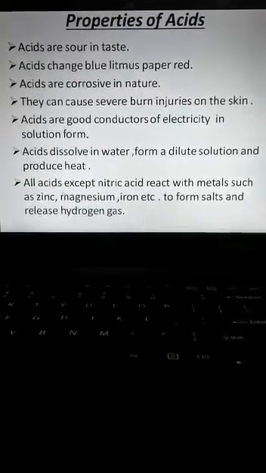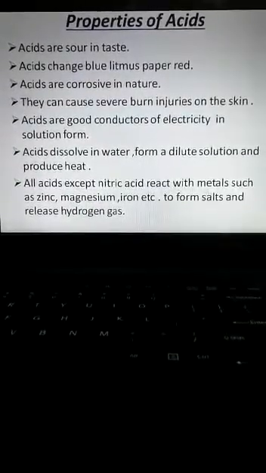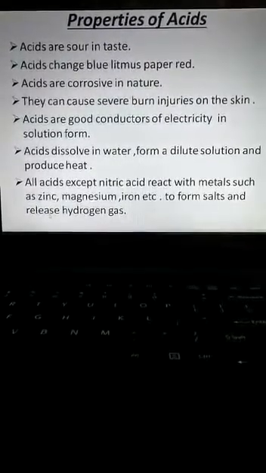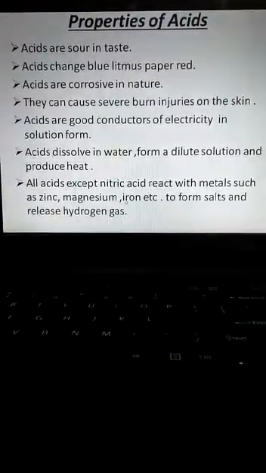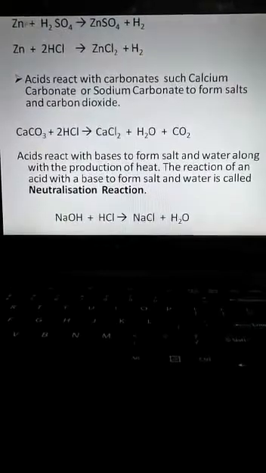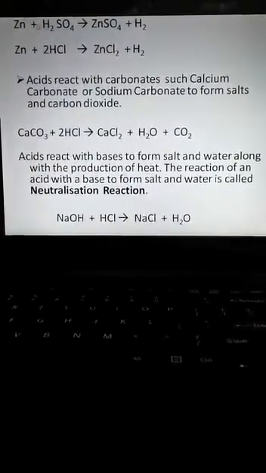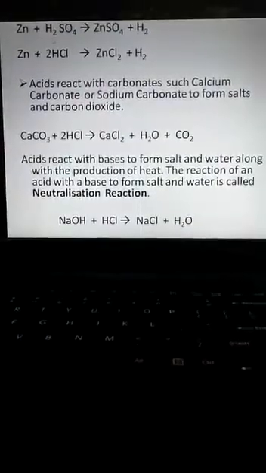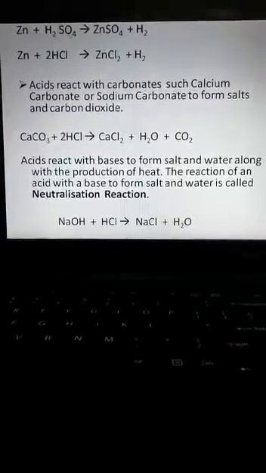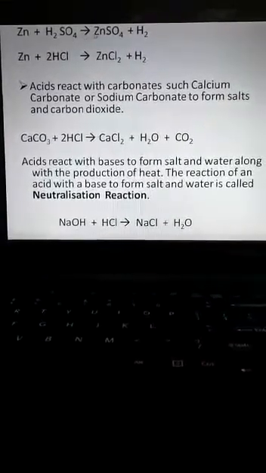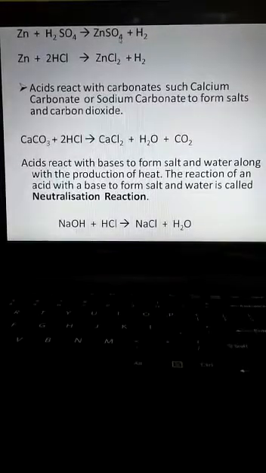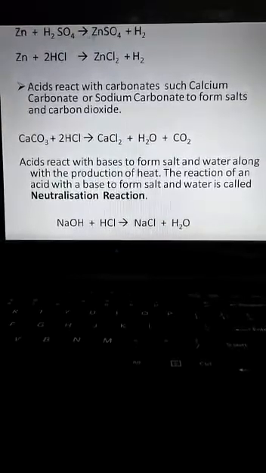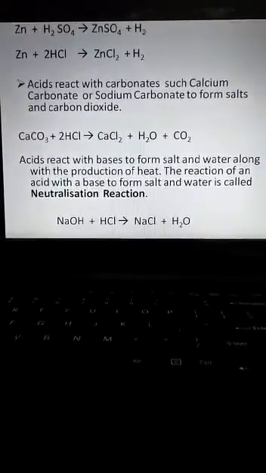Next, all acids except nitric acid react with metals such as zinc, magnesium, iron, etc. to form salts and release hydrogen. Let us see this with a reaction over here. Zinc plus sulfuric acid gives zinc sulfate plus hydrogen. That is, zinc means Zn, sulfuric acid, that is H2SO4, gives zinc sulfate plus hydrogen gas. Means when the metal is reacting with acid, it produces the salt of that metal and hydrogen gas is released.